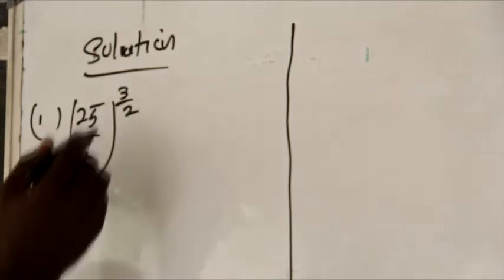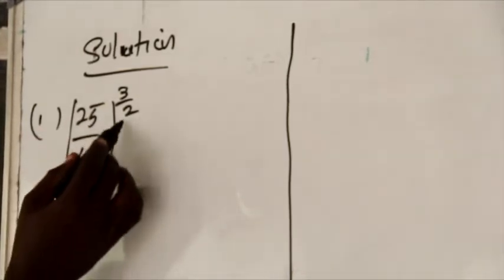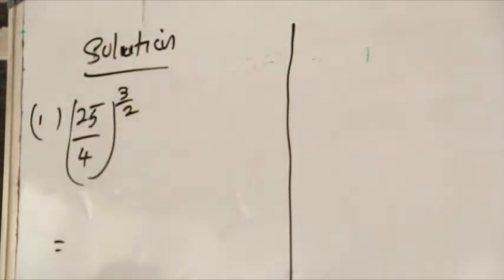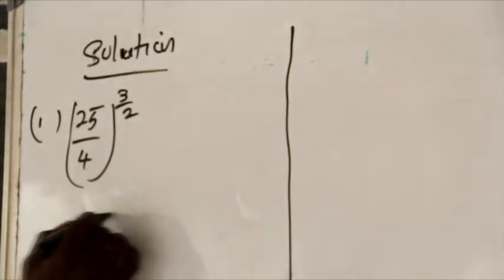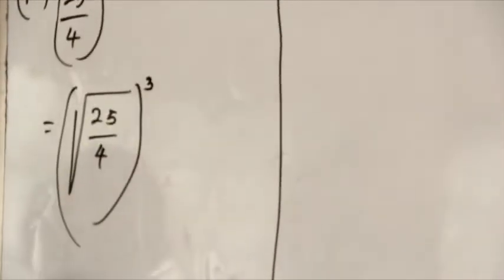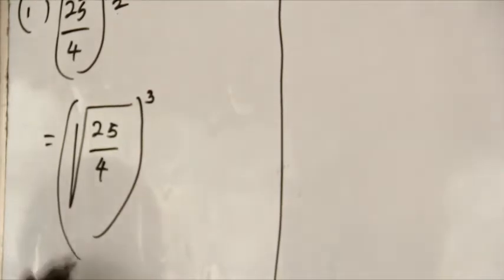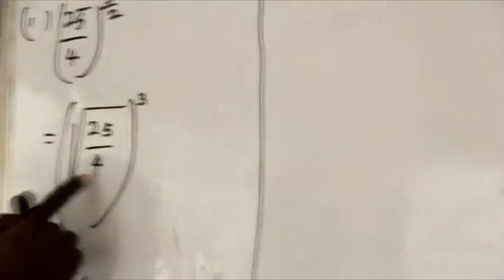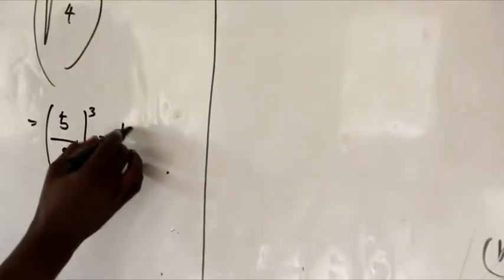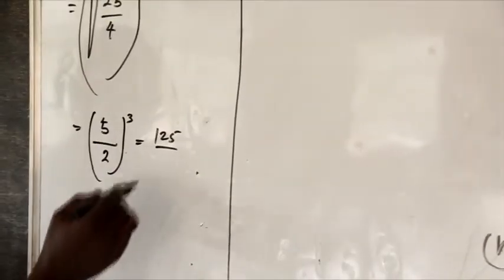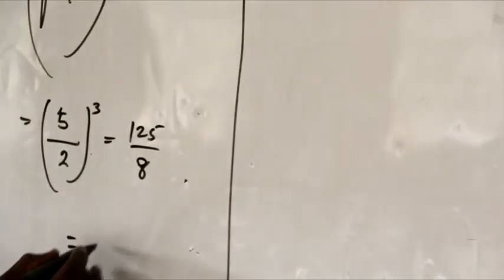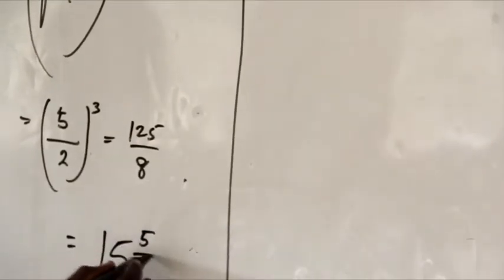The solution of the first problem looks like this: (25 upon 4) raised to the power of 3 upon 2. What we need to do first is take the square root of these two numbers. Later on we raise the answer to the power of 3. So this is the square root of 25 upon 4, raised to the power of 3. We know that the square root of 25 is 5, and the square root of 4 is 2, raised to the power of 3. 5 cubed is 125, and 2 cubed is 8. So 125 divided by 8 will give us 15 whole number, remainder 5 upon 8.